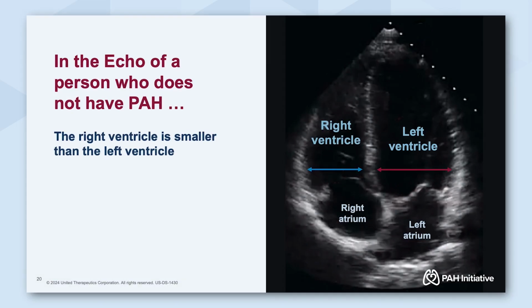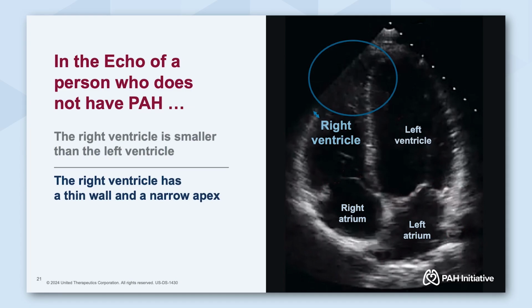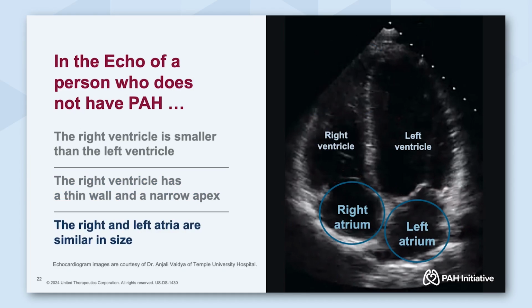Therefore, the right ventricle is smaller than the left ventricle, and the right ventricle has a thin wall and a narrow apex, as illustrated in the cartoon here. The right and left-sided atria are similar in size.